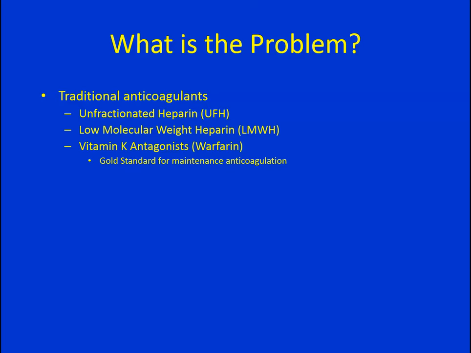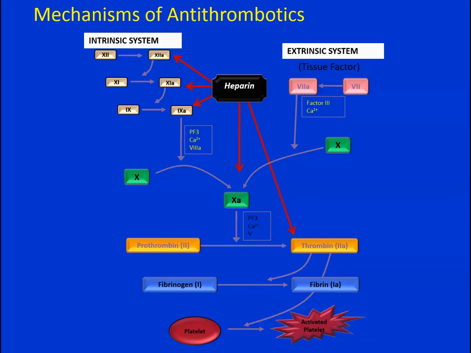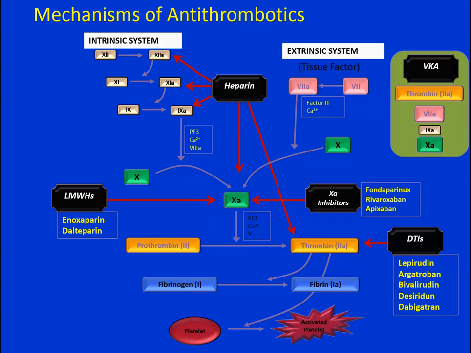These are the traditional anticoagulants that have been used, with the vitamin K antagonist warfarin being the gold standard until the last few years. Warfarin has many issues with it, including inconvenience, poor compliance, and a narrow therapeutic window, and for this reason, the new oral anticoagulants have gained popularity. This shows the site of action of these various anticoagulants.